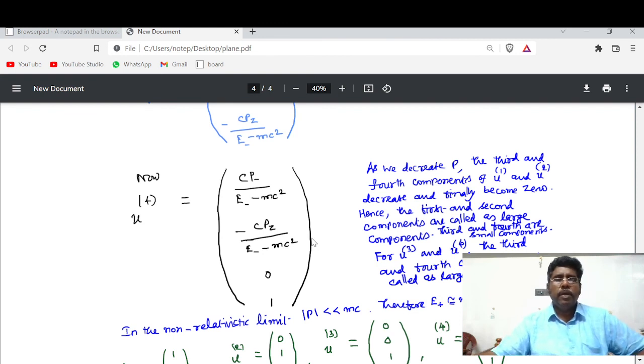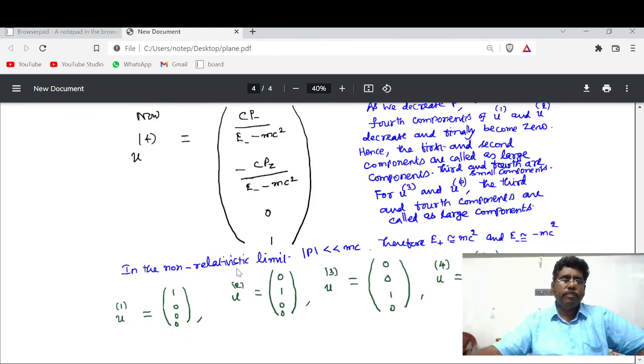So in the non-relativistic limit, when the momentum is very small, the smaller components reduce to 0. Which means that the solutions U1, U2, U3 and U4 are presented in this form. These components are treated as 0, no meaning for that. So this is a non-relativistic eigenfunction. That's all about the planar solution.